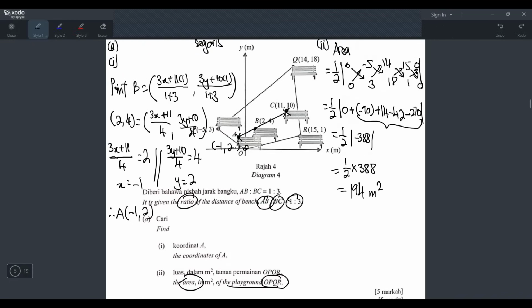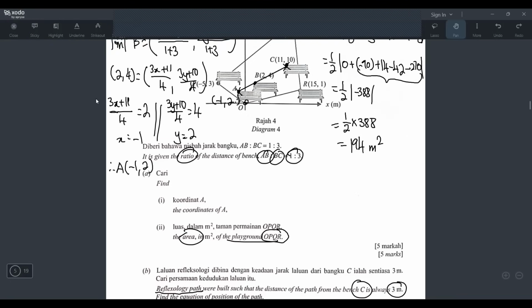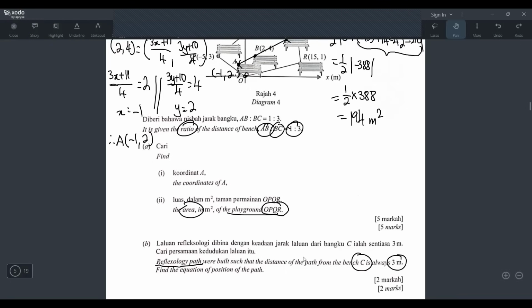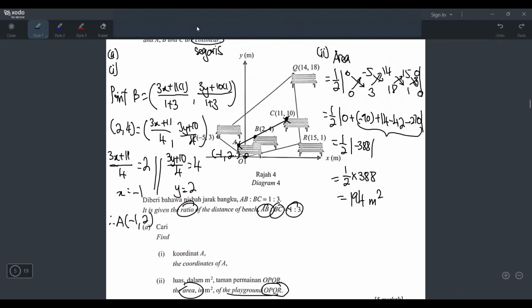And you have the coordinate for point C, (11, 10). And they say the reflexology path is always 3 meters from C. Find the equation of the position of the path. Okay, let me tell you. If the path is always 3 meters from C, it will form a circle around C, and the radius will be 3 meters.